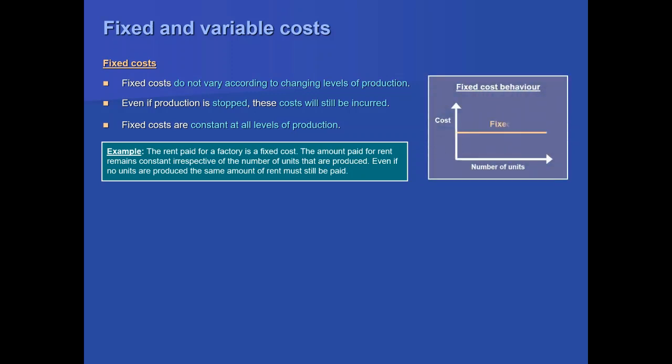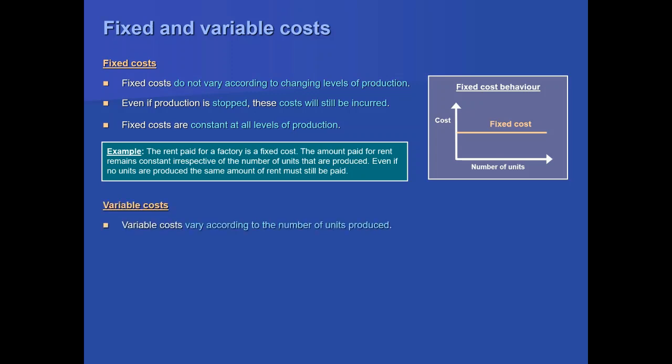So graphically, we see the fixed cost is constant, irrespective of the number of units. The more the number of units, it doesn't affect the fixed cost. The fixed cost stays the same, whether it's 1,000 or 0 units produced.